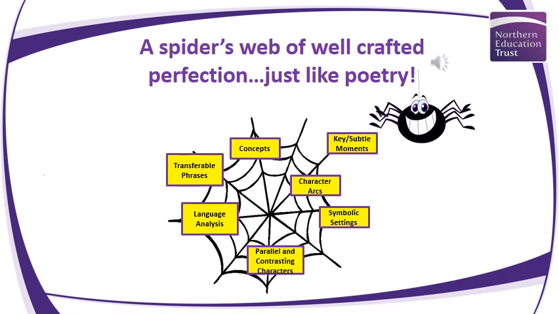But I've included the same diagram because I want you to remember that this spider's web is something where everything is connected. If you pulled one element of the spider's web, the full web would move with it. So just like if you were exploring a character within a Shakespeare play, you could make links to every other element of the well-crafted piece of perfection.